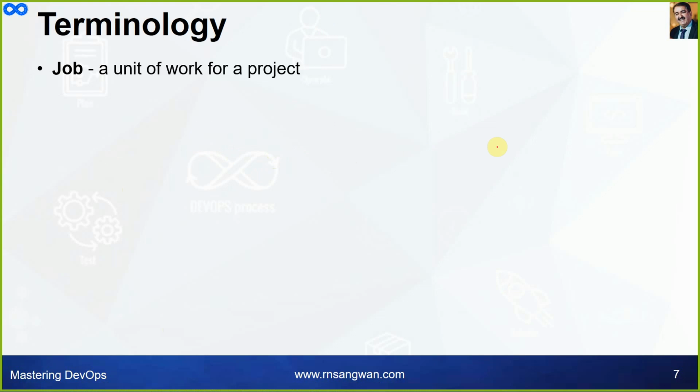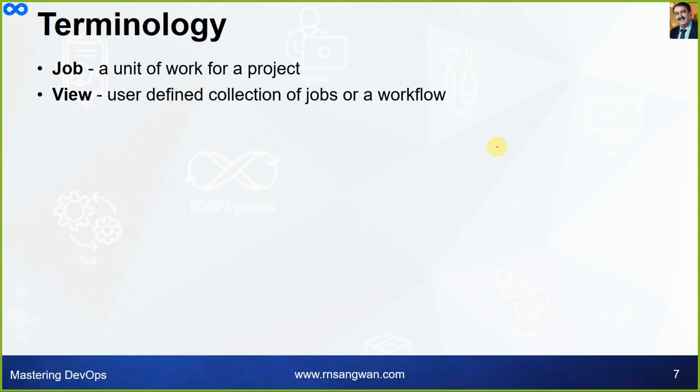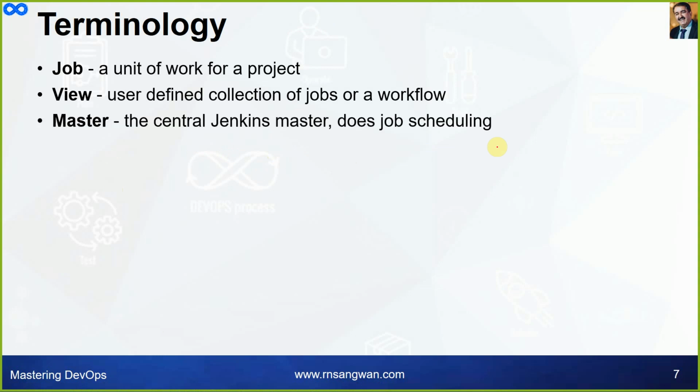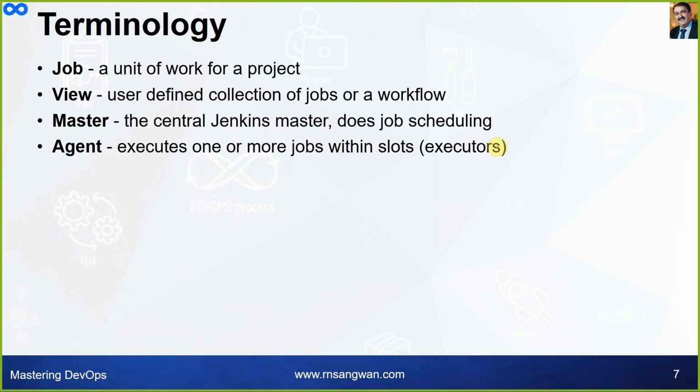Some terminology for Jenkins. Job: a unit of work for a project. View: a user-defined collection of jobs or a workflow. Master: the central master does the job scheduling. Agent: executes one or more jobs within slots, that is, executors. That's what I was talking about. We'll configure tester 1 as an agent and the tester OCI machine, OCI cloud, also as an agent.